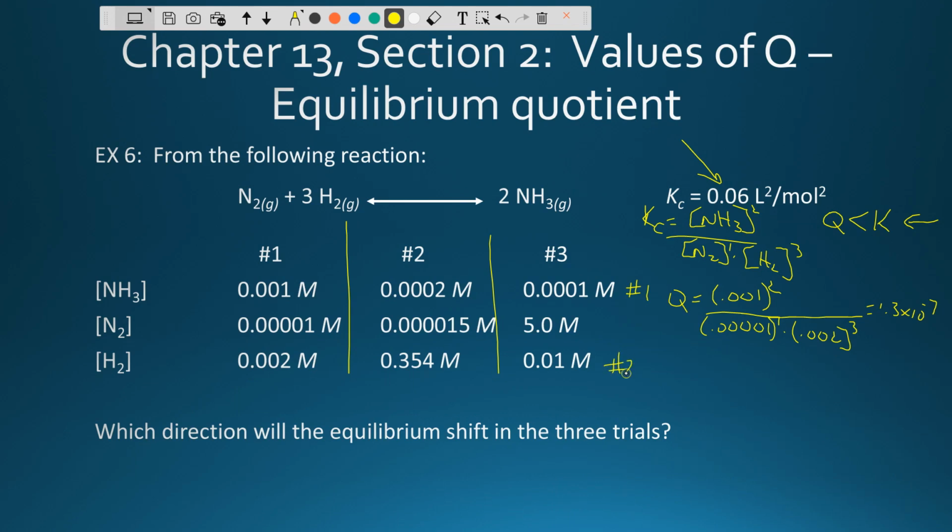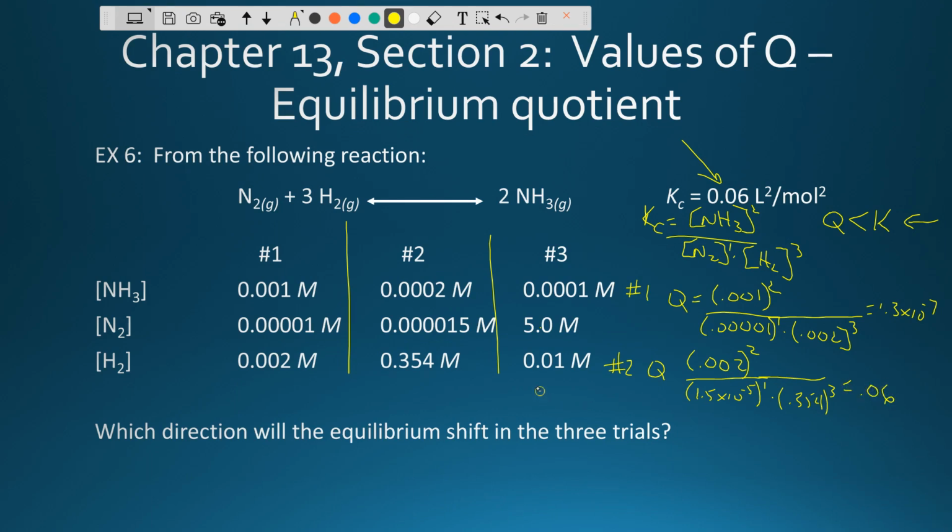In experiment number 2, I have my Q value. I'm plugging in the values. I have a 0.002. That's my ammonia, and that's going to be raised to the squared power. And my second value is going to be a 1.5 times 10 to the negative fifth. That's the first power. And a 0.354, that's going to be cubed. So I end up doing the math there. I end up with a 0.06.